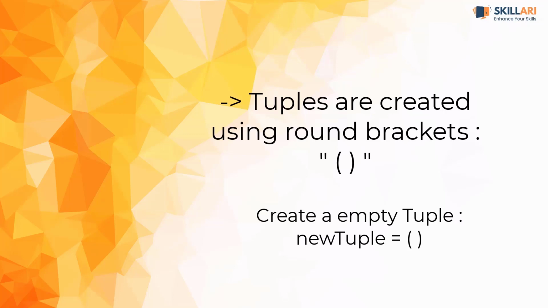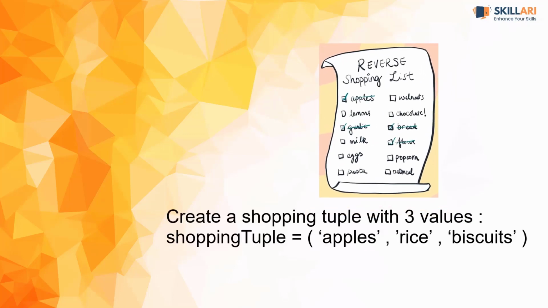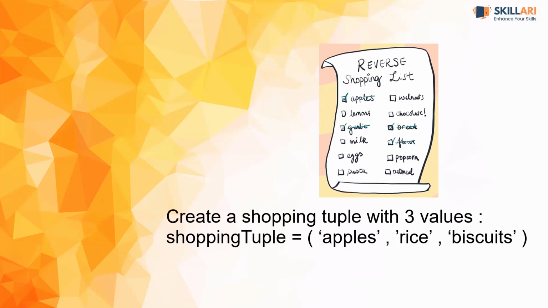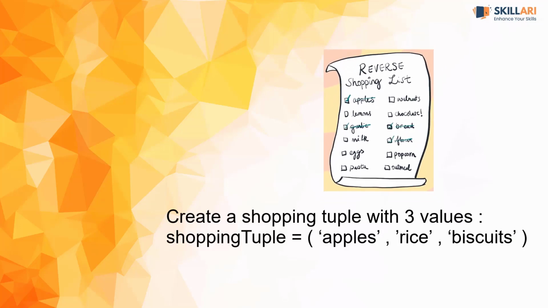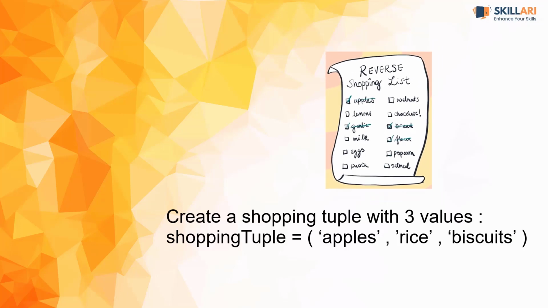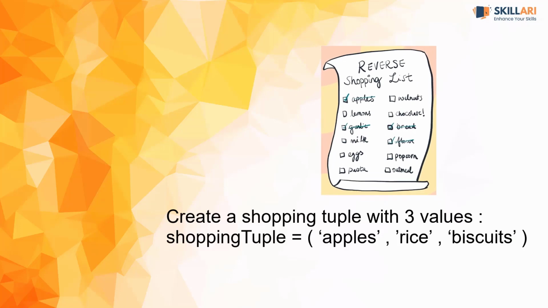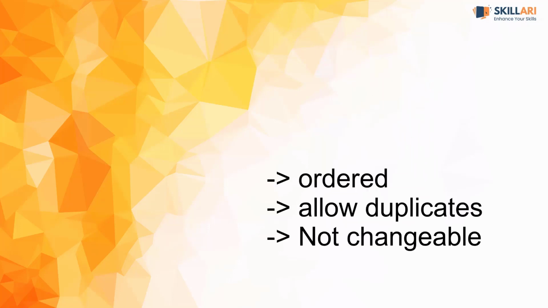If you want to populate data into it, you just have to write the values inside of round brackets. For example, my shopping list, just as the previous example we took for list. So here is my shopping list, and inside of these round brackets we have biscuits, rice and apple, whatever we need to. Tuples are ordered.